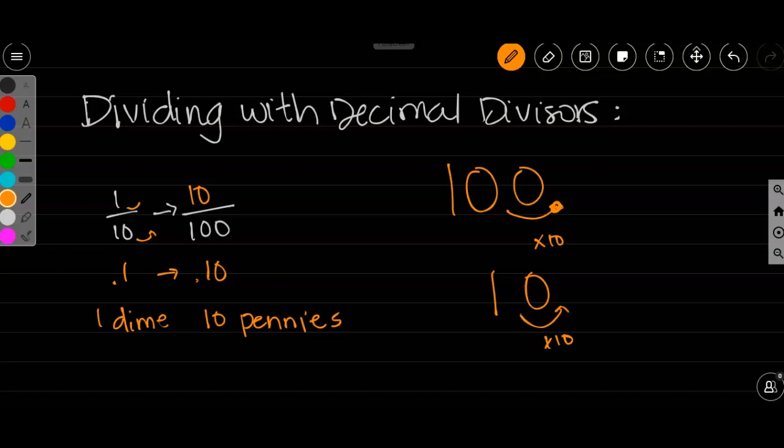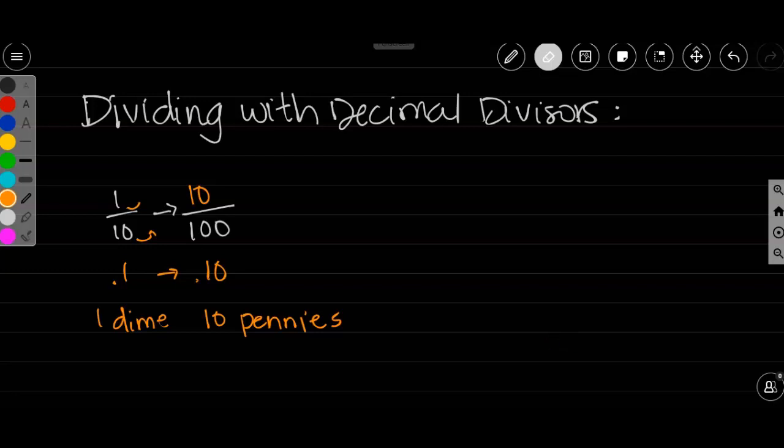Let's try another one and see if this makes a little sense. Let me erase all this stuff. All right, let's do an improper fraction. It can work the same way. What if we have 45 and we have fifths? For whatever reason, we need to make this times 10.